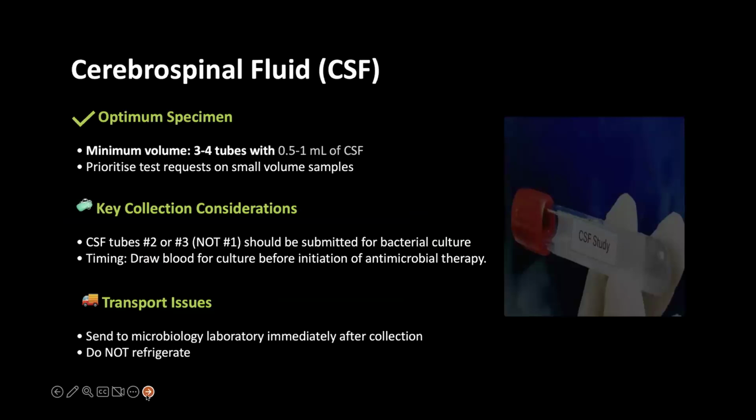Okay. For CSFs, fluid must be divided correctly, and you should prioritize your test requests on small volume samples. Typically, one tube is for glucose and protein, one for biology, and one for microbiology for cell count, culture, and susceptibility testing.